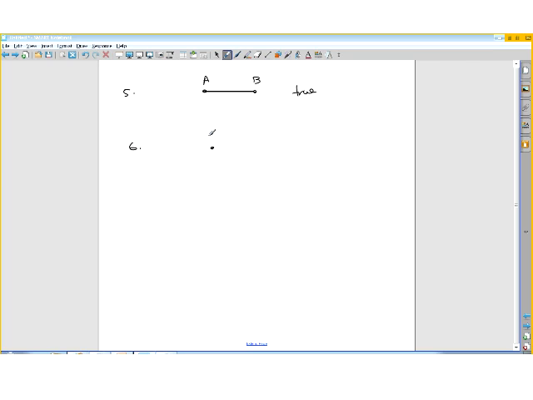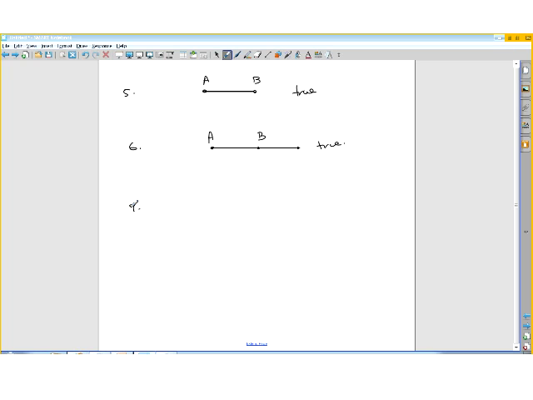A ray has one endpoint. So again, a ray starts at some point A, and then it goes through some point B, and it has a direction. And it goes on forever, as shown by that. So again, it does have one endpoint. The other end of the ray goes out forever, for infinity. So it is true that a ray has one endpoint.